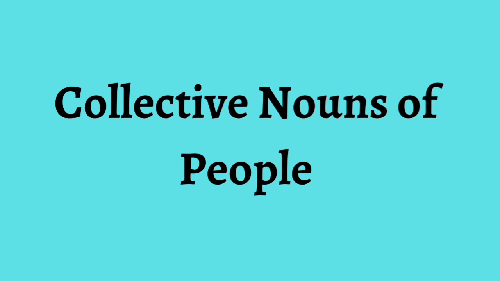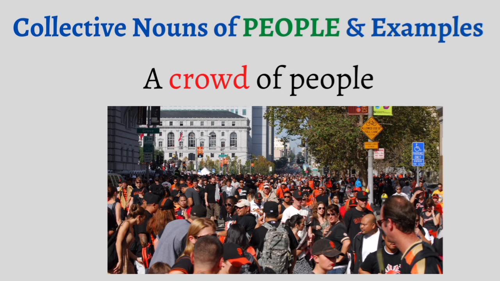Okay, so let's go into it. The first collective noun of people, an example is a crowd of people. Say something happened, you're at an event and there were a lot of people there. Instead of saying there was a group of people, or trying to count how many persons were there, you could say a crowd of people. So the collective noun would be crowd.